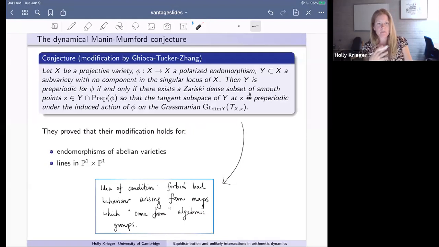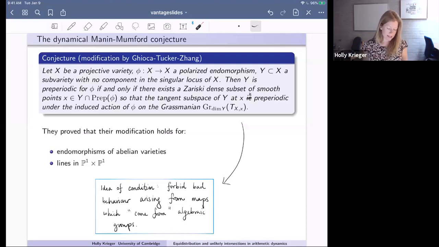So Ghioca, Tucker, and Zhang proposed a modification of this conjecture, and I'm not really going to get into it because it's slightly long and there's perhaps a little bit of internal debate, at least in my own head, about how much I like this statement. But the idea is that what went wrong in the previous counterexample is an issue that can really only arise for maps that come from algebraic groups, okay? The issue is that it's quite subtle to say what it means for a map of projective space to come from an algebraic group, okay? We'll see some examples of why I say that later, okay? And so the idea of their condition is essentially forbidding this sort of bad behavior of the counterexample when we actually do have a map coming from an algebraic group.